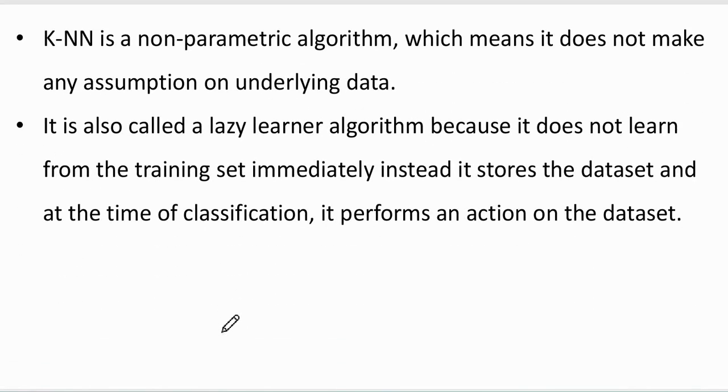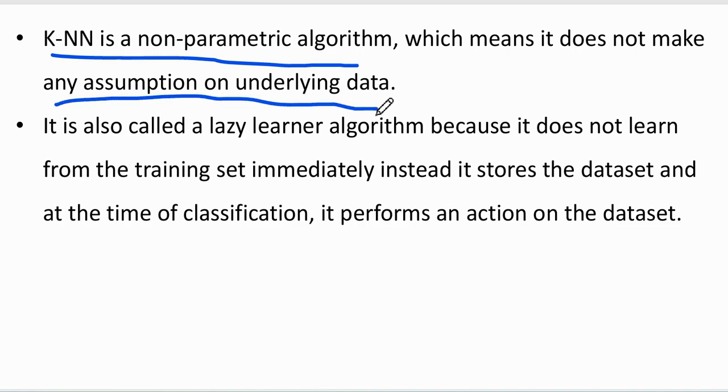Now KNN is a non-parametric method. What does it mean? It does not make any assumption on the underlying data. That means we are not taking any mathematical assumptions for finding the class of the given test instance. Directly we are using the distance metric method, and by using the distance metric method we find the class of the given test instance.